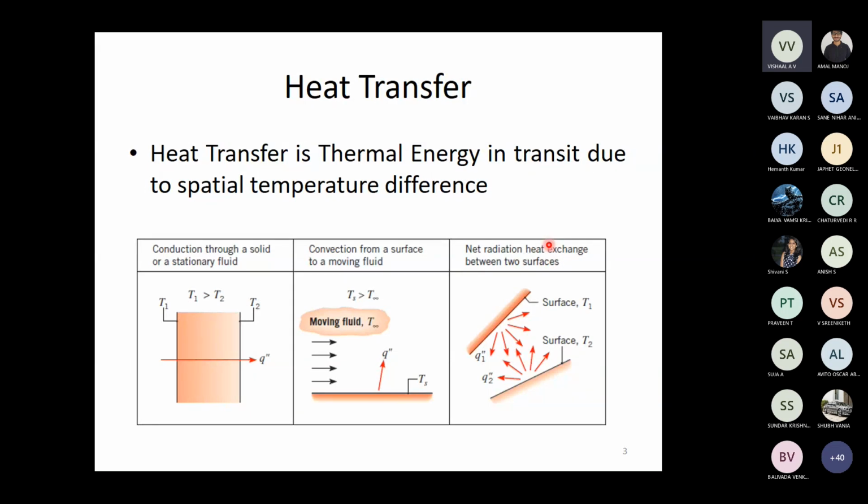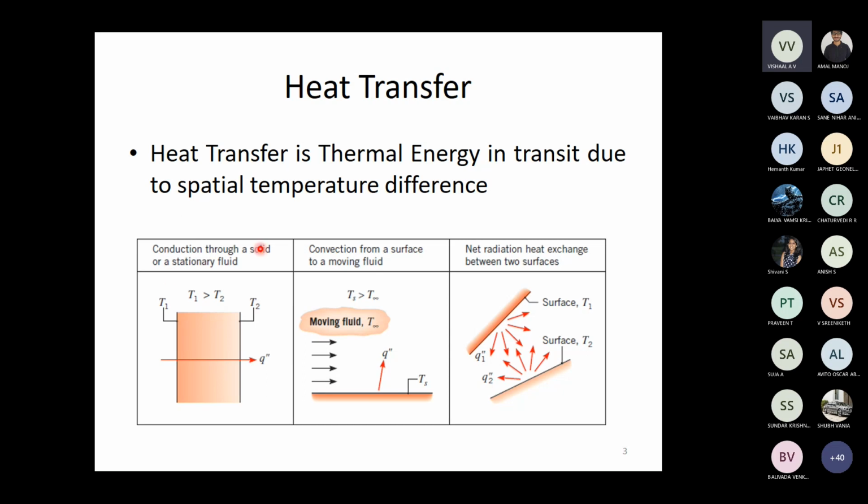This is the most important thing for heat transfer to take place: there should be a temperature difference. Unless there is a temperature difference, heat transfer will not take place. No matter how hot a body is, for it to exchange heat with another body, there should be some temperature difference. For example, two bodies each at 3000 degrees Celsius will not exchange heat because both are at the same temperature, no matter how high that temperature is. So the temperature difference is important, otherwise there will be no heat transfer at all.